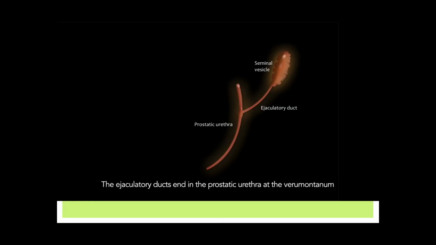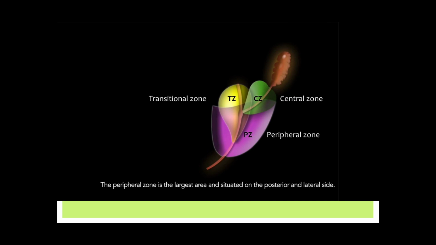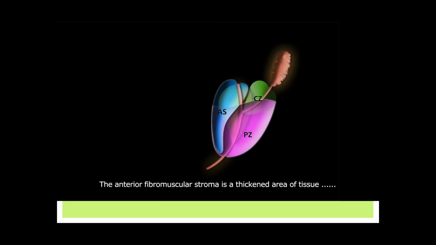So in this video, we will see the different zones in prostate. So this is the urethra. This is transitional zone in the periurethral location. Then this zone is important because it is enlarged in BPH. Then there is a central zone in between the ejaculatory ducts. The outermost is the peripheral zone. And anteriorly is the anterior fibromuscular stroma. So these are the important zones of prostate.